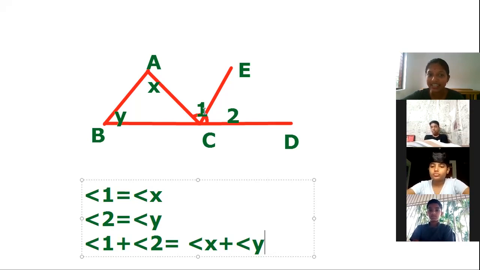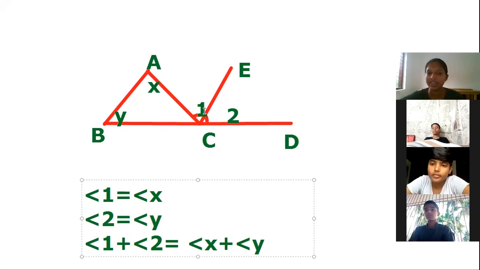Sum of its interior opposite angles. That is, here the exterior angle is C. And what are the interior opposite angles here? X and Y. And we know that the sum of interior opposite angles, that is the sum of angle X and angle Y, is equal to the exterior angle at C. The exterior angle at C means angle 1 plus angle 2. That is, angle 1 plus angle 2 is equal to angle X plus angle Y.